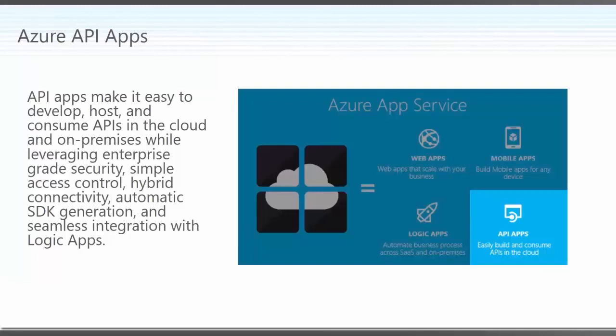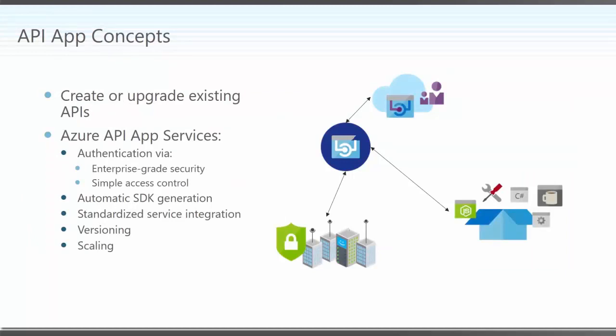Azure API apps make it easy to develop, host, and consume APIs in the cloud, while allowing the Azure App Service to manage the complexities of security, access control, hybrid connectivity, and seamless integration with other services like Logic apps. But API apps are way more than just a way to group a set of APIs. API apps are really the Azure wrapper around an entire set of services that developers can draw on to create enterprise-level API solutions.